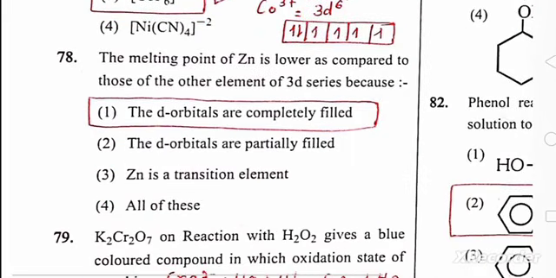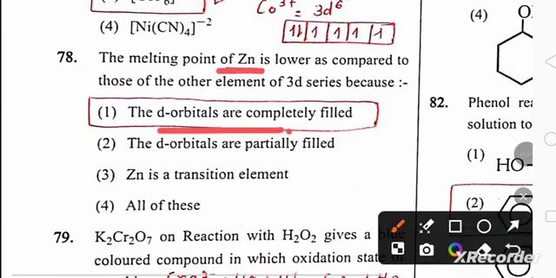Next one is an easy question. The melting point of zinc is lower because it is having completely filled d orbital.